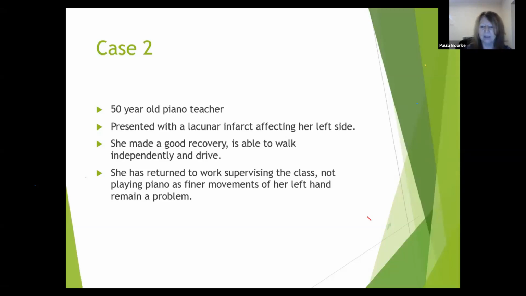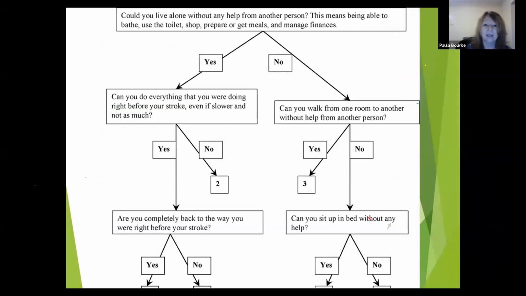If you look back at the screens. So she can manage and look after herself and get her own meals and finance and drive. So we're going down this lane. She cannot completely get back to normal, can she? Because she can't play the piano and she was a piano teacher. So that's a major issue for her. So she's a 2.